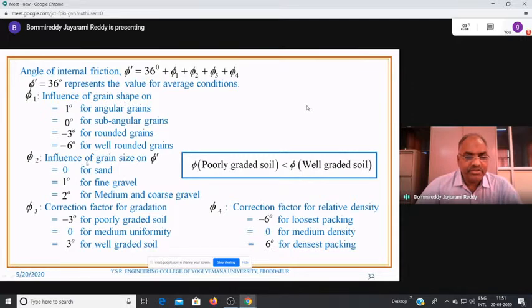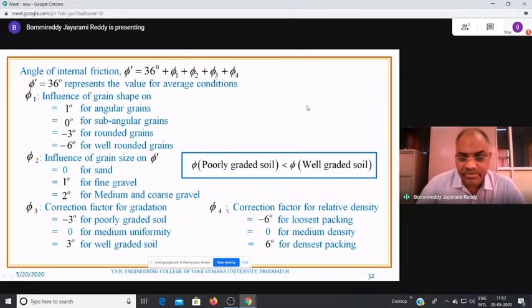And the second one is the influence of grain size. Grain size, whether it is a fine sand or medium, accordingly 0, 1 degree, 2 degree. Correction factor for gradation: when the soil is poorly graded, minus 3. When the soil is medium graded, 0. When the soil is well graded, plus 3, because for well graded soil, the shear strength increases.